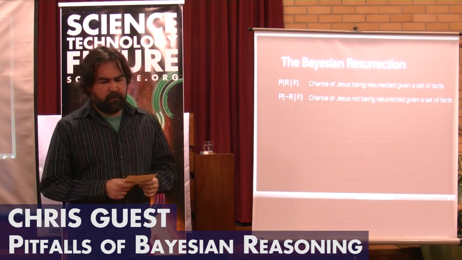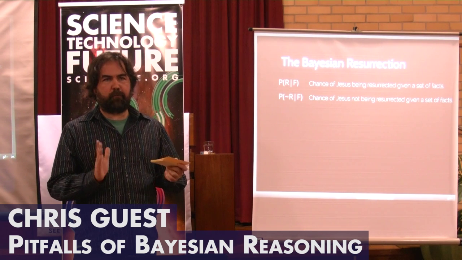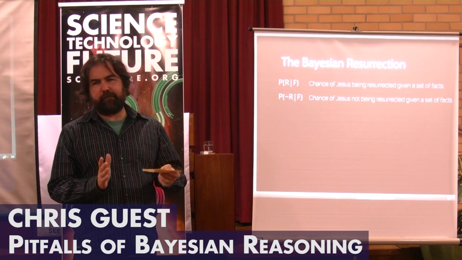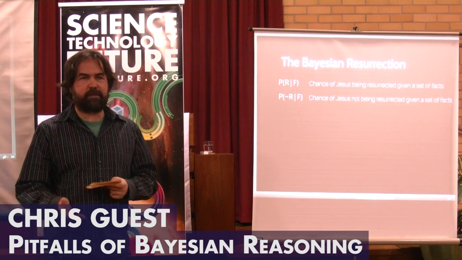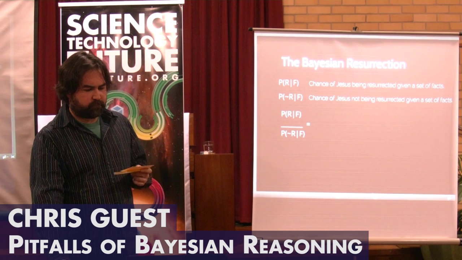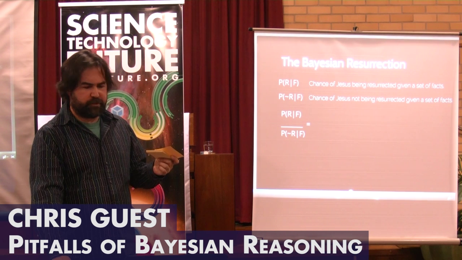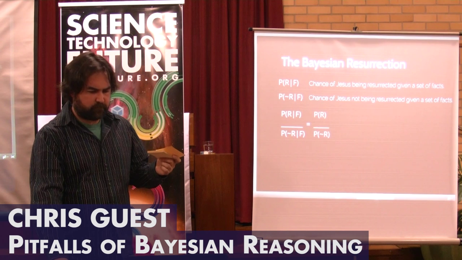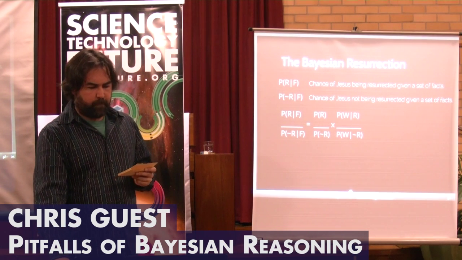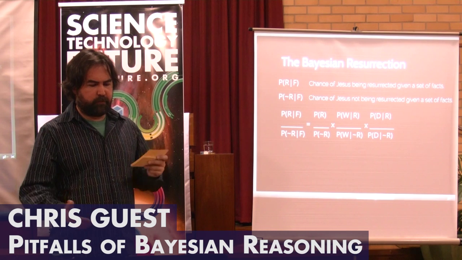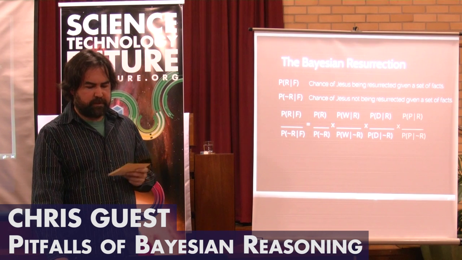And they do it in an odds interpretation. So they look at the probability of Jesus being resurrected given those facts, and the probability of him not being resurrected given that set of facts, and come up with some bookies' odds. And so we can derive this from the original Bayes equation that I put up earlier. So we've got all those terms: the probability of the resurrection, and the probability of the resurrection given the testimony of the women, the disciples, and St. Paul.